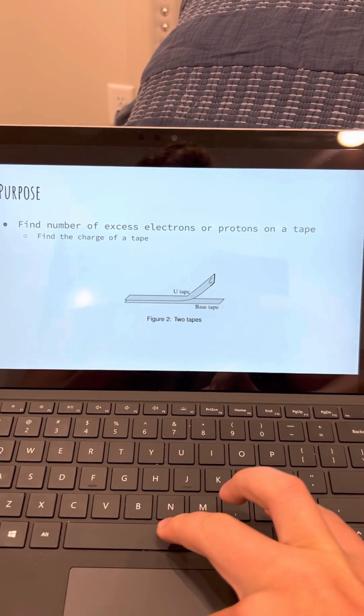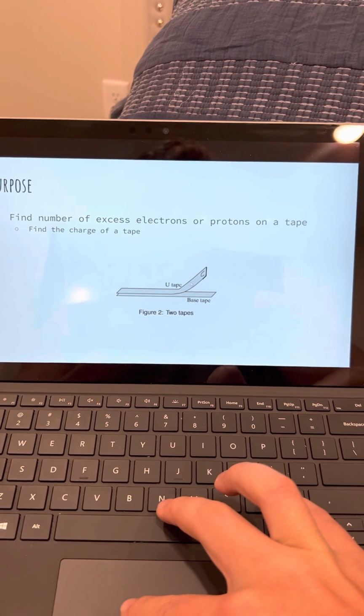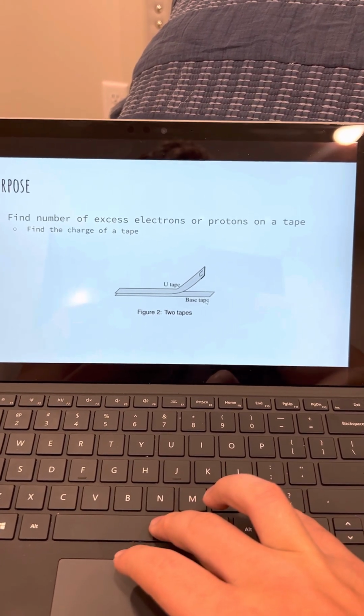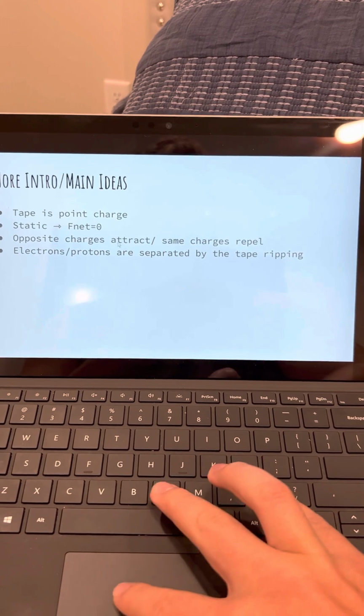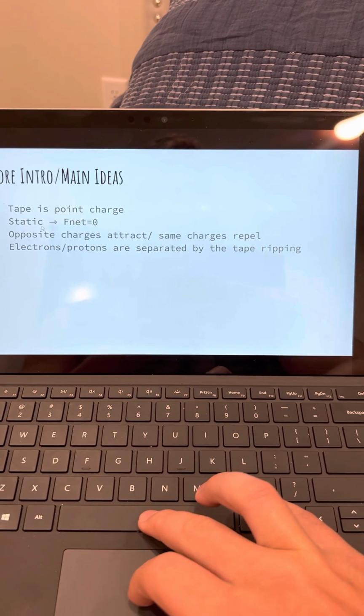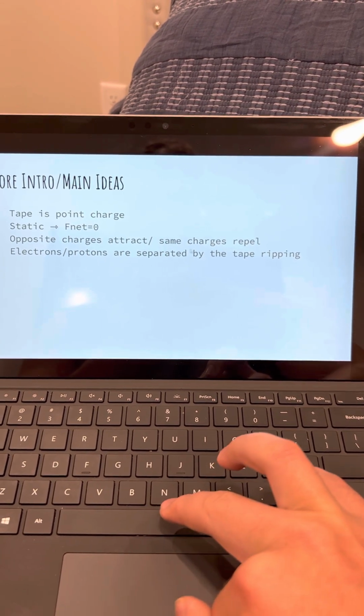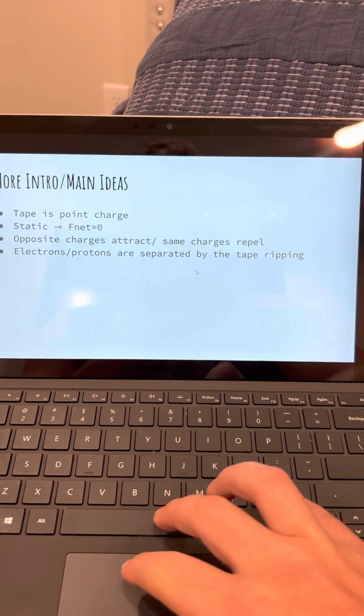When we rip a tape off another piece of tape, as shown right here at the bottom, we are going to be ripping electrons or protons off the bottom piece of tape, and it's going to give it an excess charge. We're going to treat each tape as a point charge, and we're going to note that when things are in equilibrium, they have a net force of 0. Opposite charges attract and the same repel.